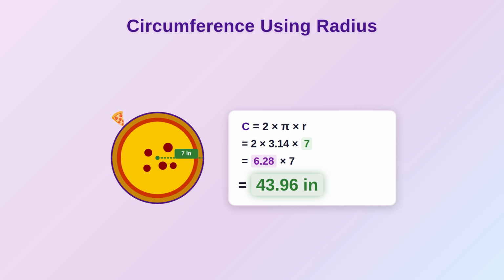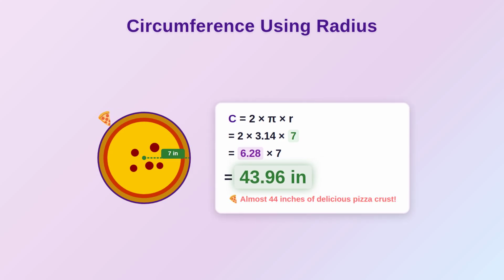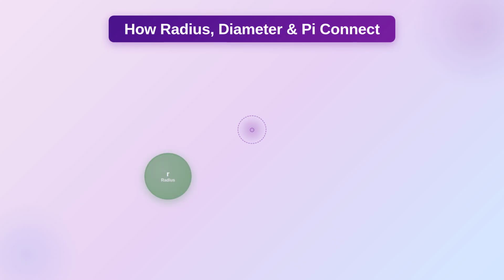Let's go step by step. First, 2 times 3.14 equals 6.28. Then 6.28 times 7 equals 43.96 inches. So the circumference, the distance all the way around the pizza crust, is 43.96 inches. Maya finally has her answer. That's almost 44 inches of delicious pizza crust. I'd eat that, wouldn't you?